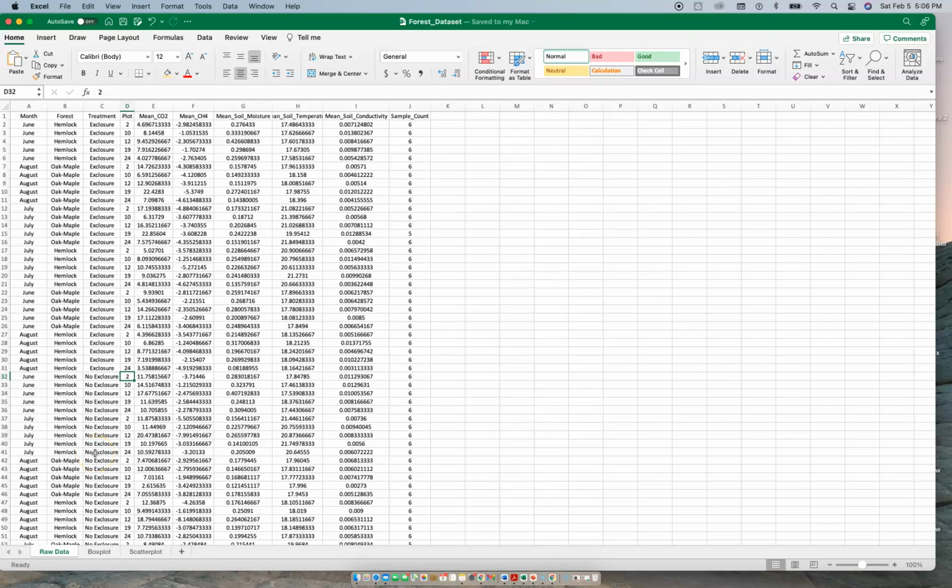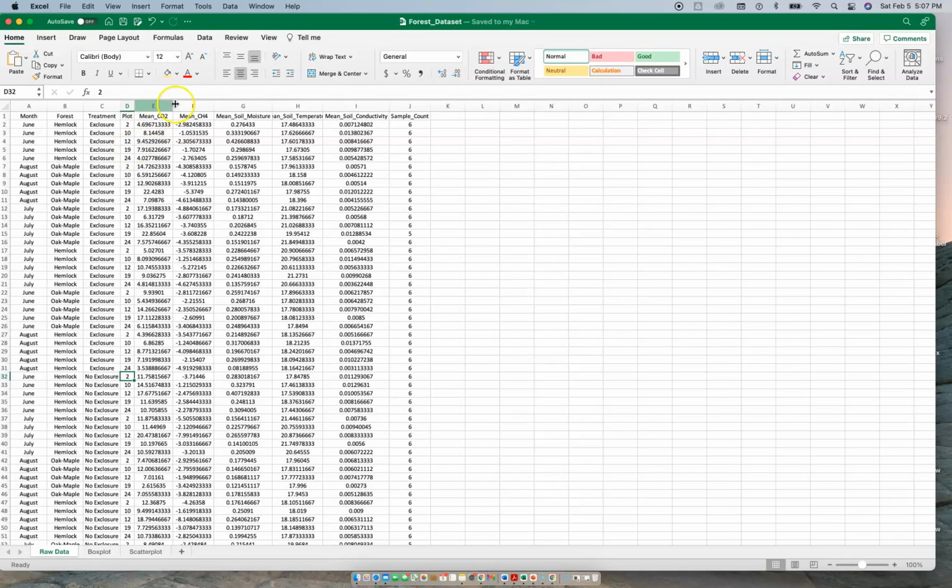So here's the data set that I'll be sharing with you today, and I just want to go through the different columns to give you an understanding of the data set. We have the months, meaning that we collected data in June, July, as well as August. We collected that data in the hemlock areas as well as the oak maple areas. In each of those areas, we had exclosures and non-exclosures for each month. And this plot information is a specific plot within each of those exclosures that we sampled.